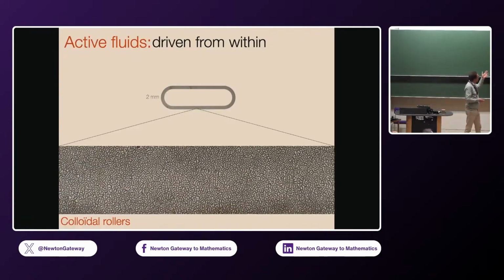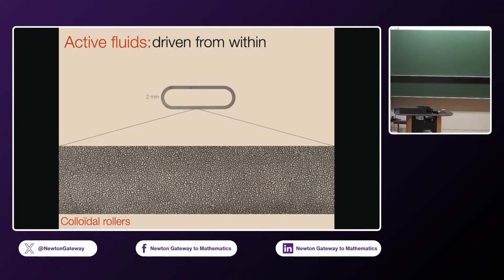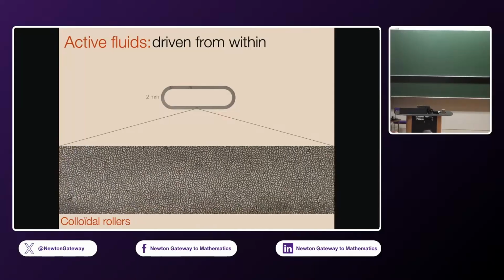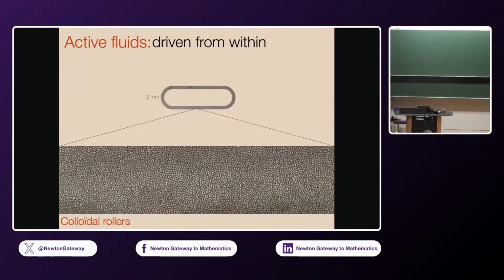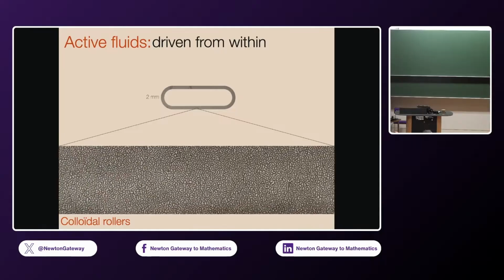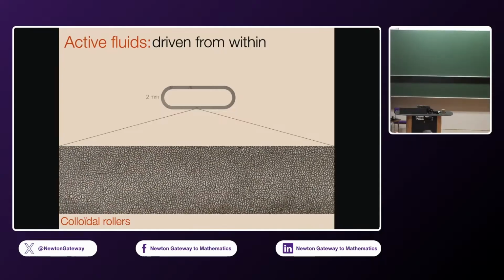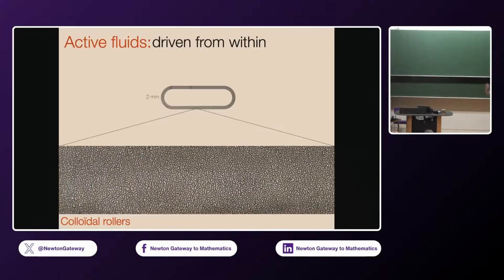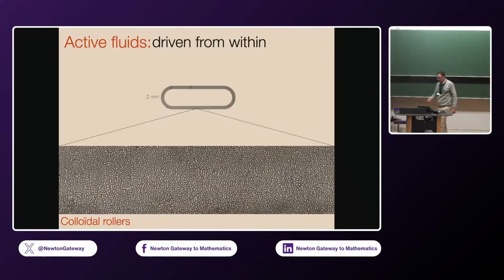I'm showing you again an example of a colloidal roller fluid. The cool thing is that because the pumps are embedded in the fluid itself, at the level of its elementary units, it can flow even when it's enclosed in a loop. Obviously, you cannot apply a pressure gradient within the loop, and yet you can observe a flow.